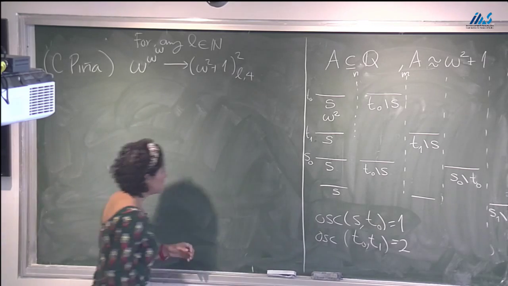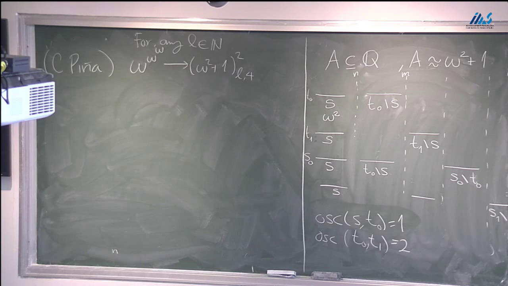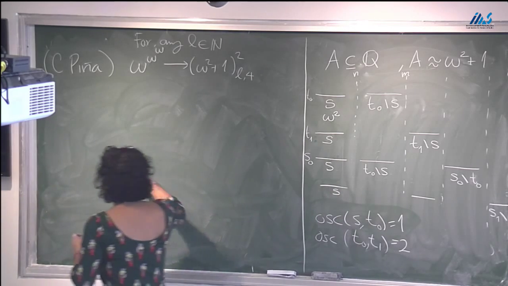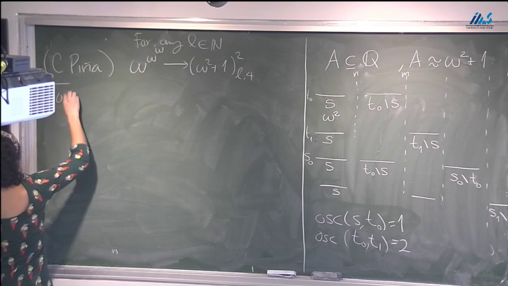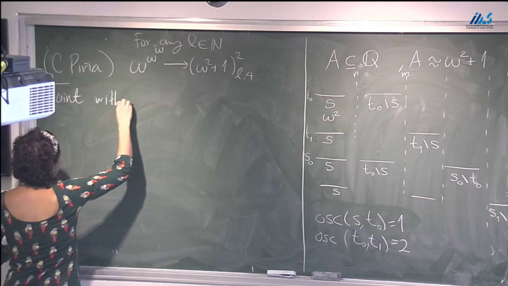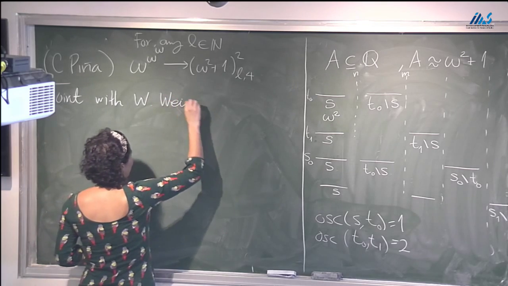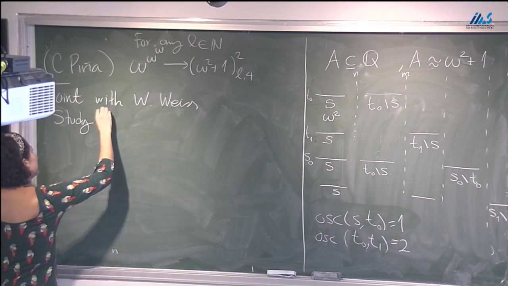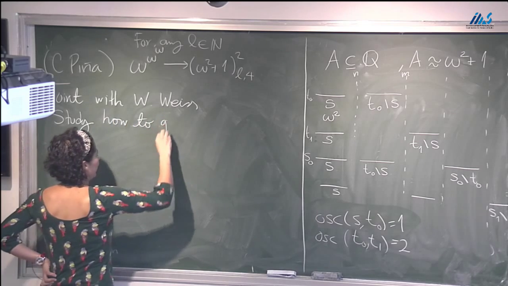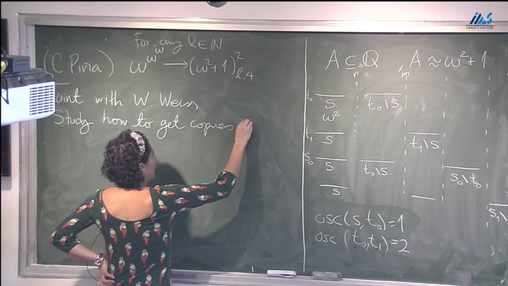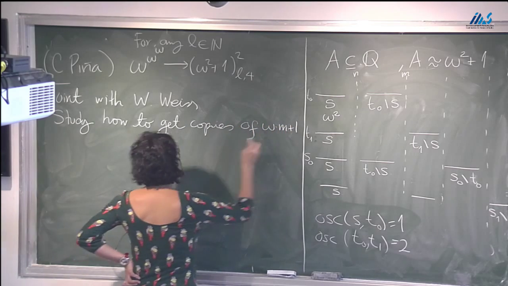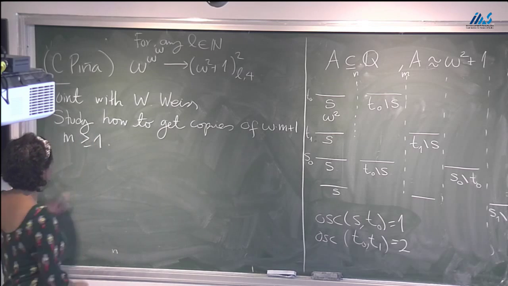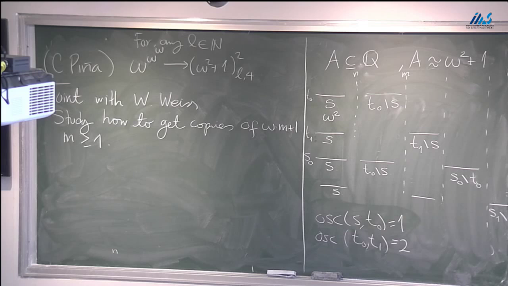Yeah, so this is really nice. And what is really crucial here is to find a good representation of countable ordinals using families of finite sets. Okay, so what we will do next is a joint work with William Weiss from the University of Toronto. So we want to study how to get copies of omega times m plus 1, say for m greater than or equal to 1. We already pretty much studied m equals 1. That's just the simple example at the beginning.